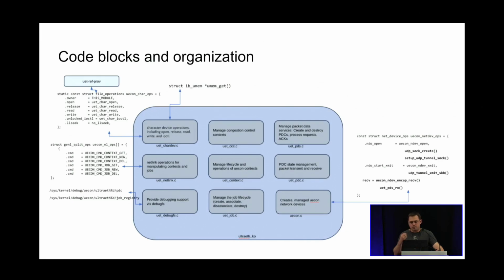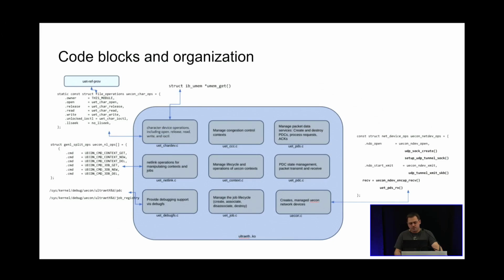Where the whole magic is, and where all the interesting code for retransmit, for SACK, NACK, and so on exists, is the UET PDC. That is actually implementing the packet delivery context state machine. It also is responsible for passing the packets to congestion control contexts. We have not yet upstreamed the congestion control algorithms, but that will come as well.